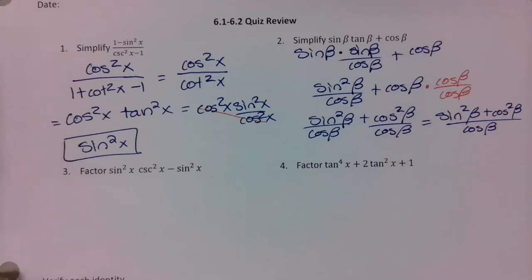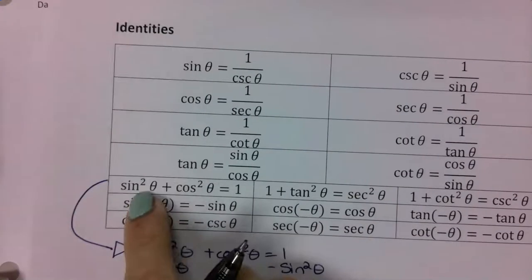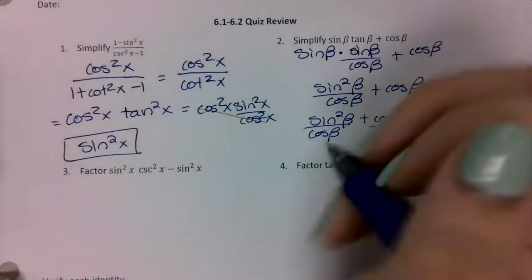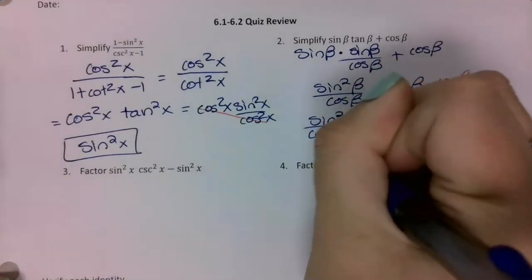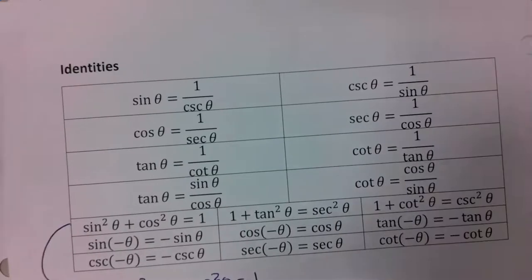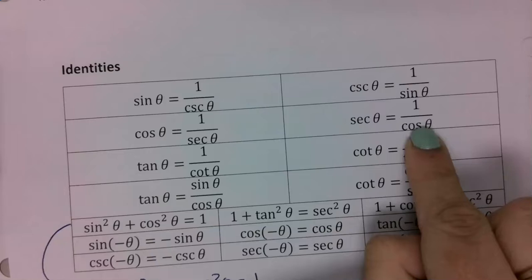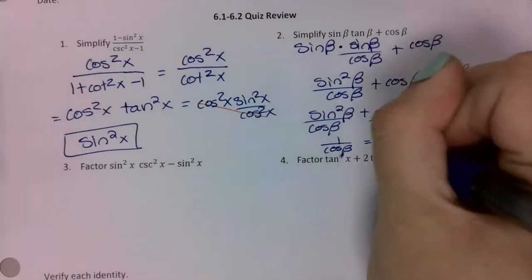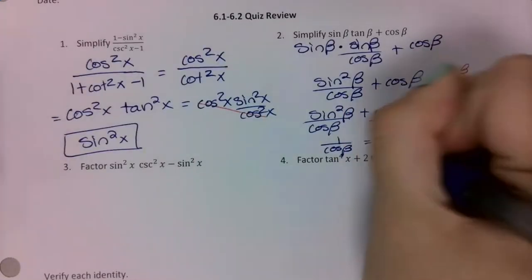Then if I look back at my identities, sine squared plus cosine squared equals 1. So I'm going to replace my numerator with 1. I have 1 over cosine beta. I don't like fractions, so I want to take a look and see if I can do anything about that. 1 over cosine is secant. So my final answer here is secant beta.